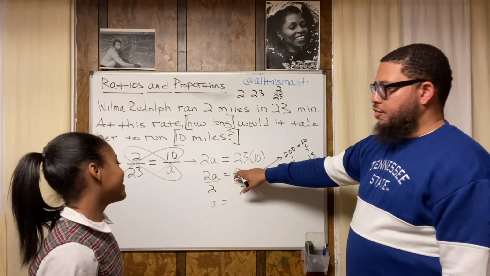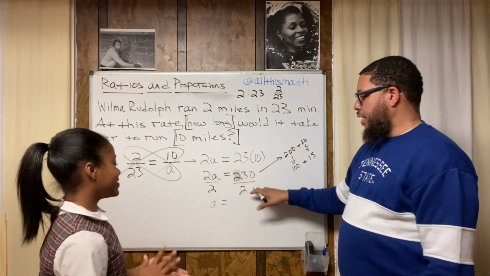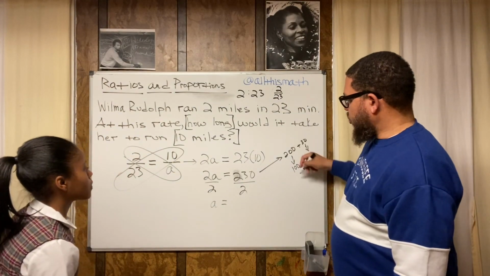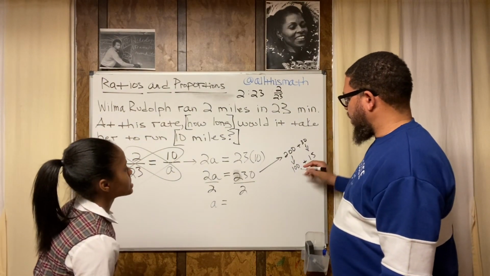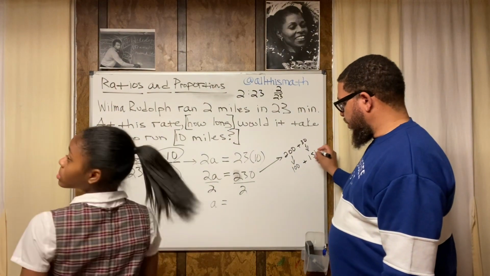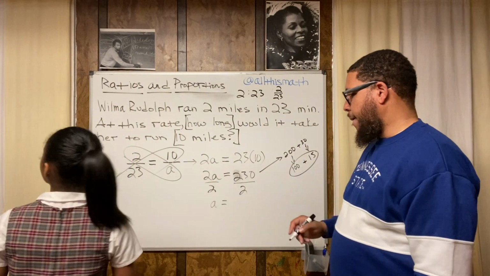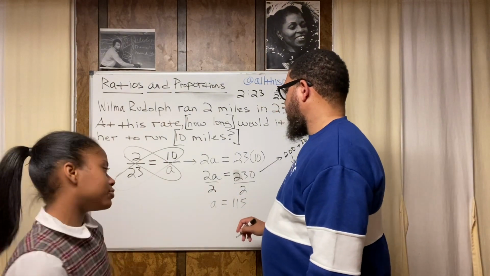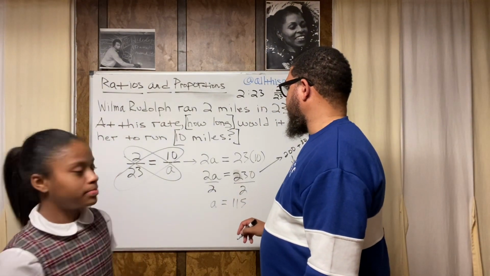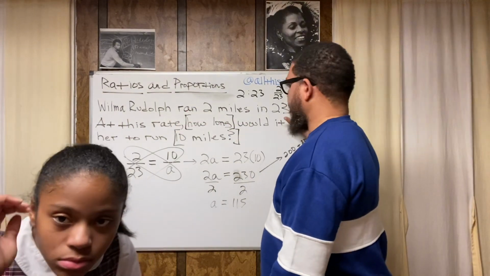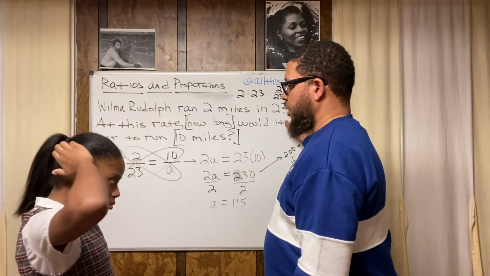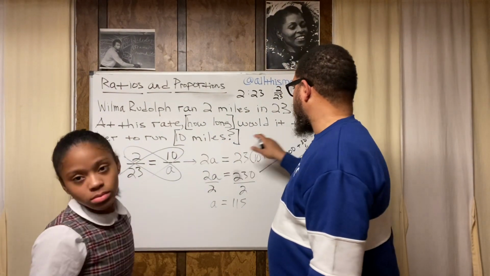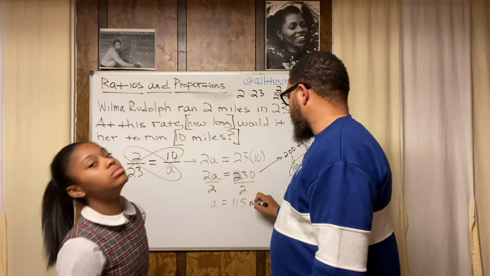So if you're trying to find half of 230, or you're trying to do 230 divided by 2, you could just break 230 up. Half of 200 is 100. Half of 30 is 15. So then you just put these numbers together. What's 100 plus 15? 115. So if it took Wilma Rudolph 23 minutes to run 2 miles, and then she ran 10 miles, how long would it take her to run 10 miles? We expect it's going to take her 115 minutes.